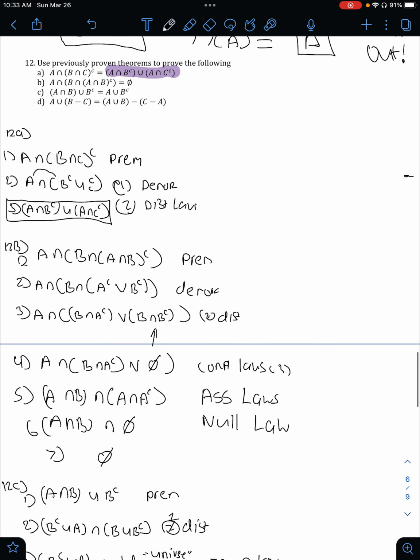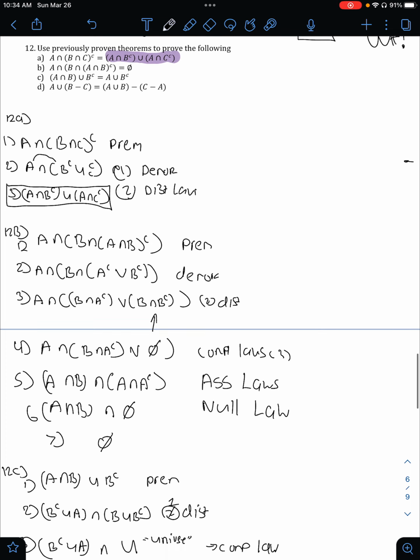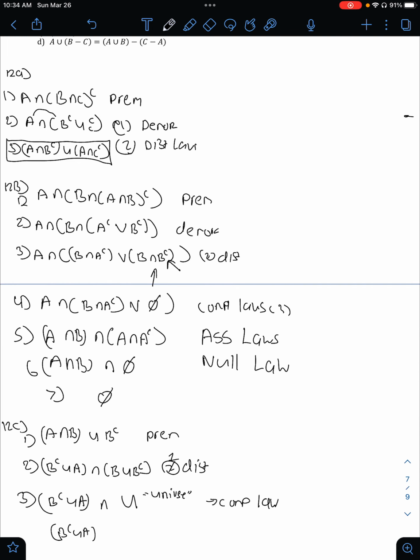Now for B, we're starting off again with our premise. Again, we're going to use De Morgan's to distribute just within. So we get A complement, remembering to switch our signs, B complement. Again, with the distributive law with B now, we get B and A complement, or B and B complement. And right here, if you have B and you also have B complement, that's null. So that's how we get to this step right here.